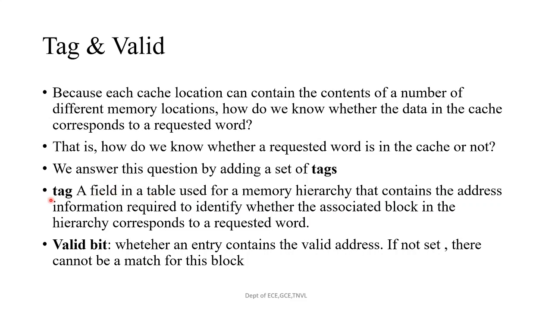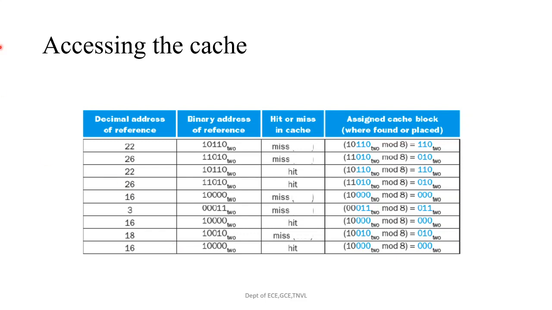So what is a tag? A tag is a field in a table used for a memory hierarchy that contains the address information required to identify whether the associated block in the hierarchy corresponds to a requested word. These things will be discussed shortly. And this is the valid bit, which says whether an entry contains a valid address. If it is not set, then there cannot be a match for this block. So this is how we are accessing the cache.